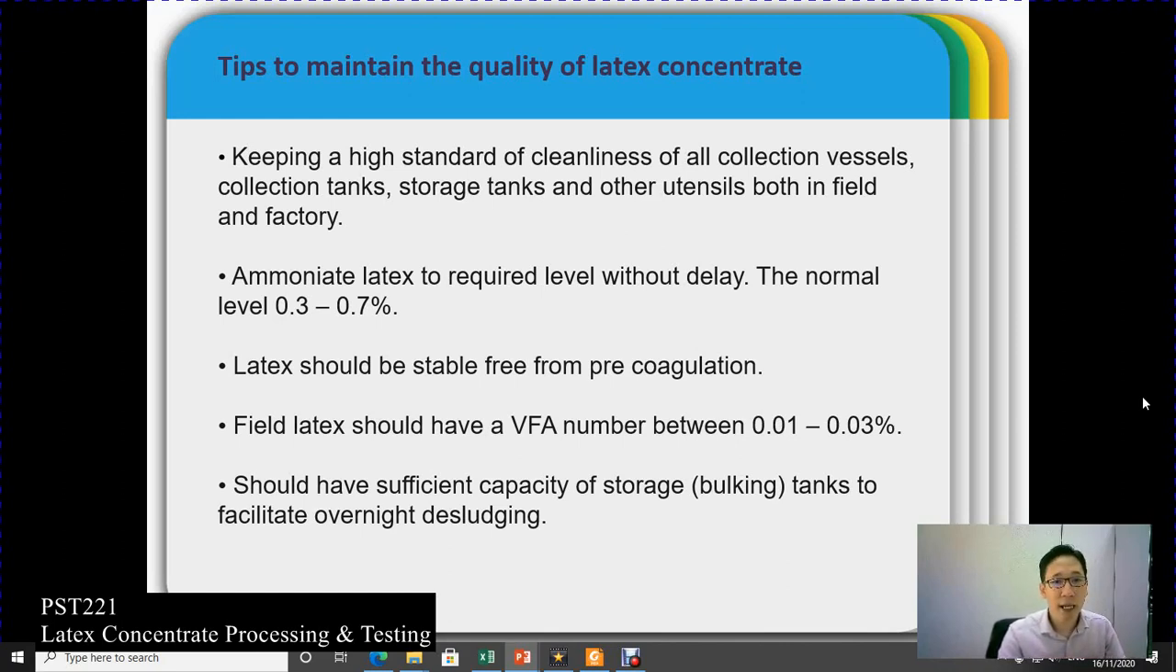You should have sufficient storage capacity, which is the bulking tanks, to facilitate overnight dislodging. Usually you will receive a huge amount of latex, so you need to have a huge bulking tank, so that your latex has sufficient time for the bulking process, and then you can dislodge it early in the morning before you proceed with the concentration process.